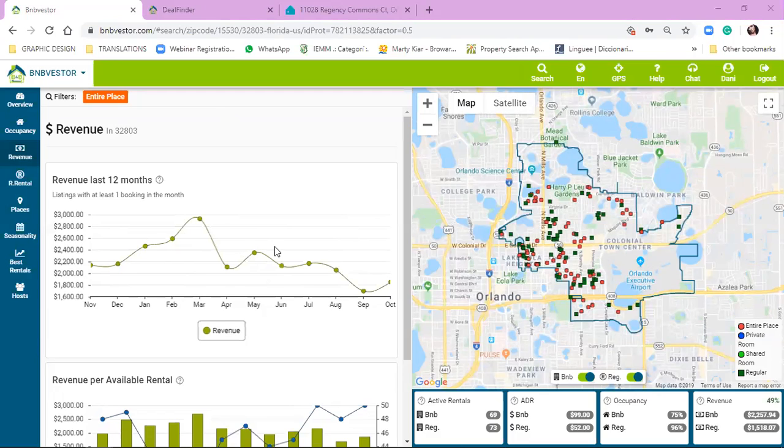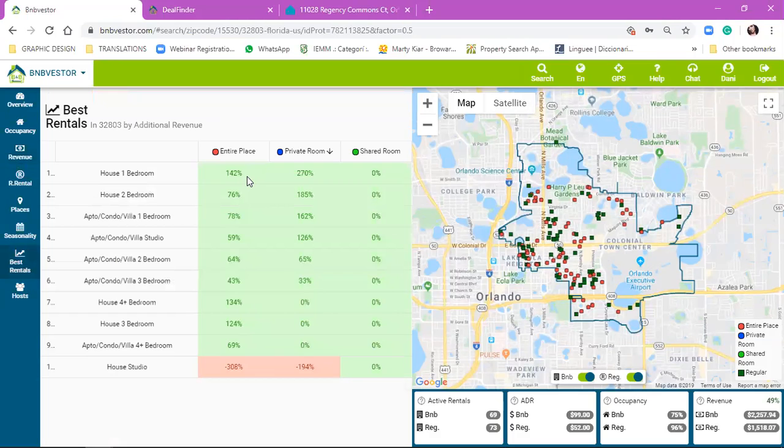Let me see over here. Okay. Best rentals in this area: a house of 1 bedroom for the entire place. Then for the private room, it means that you can squeeze in a sofa bed maybe and divide this in two. You can also have 270% of additional revenue for a private room.